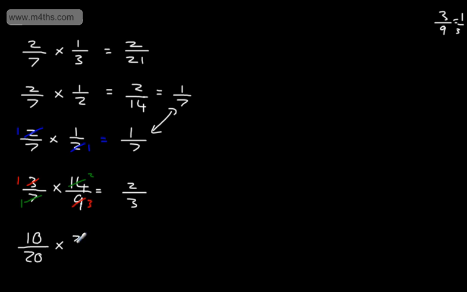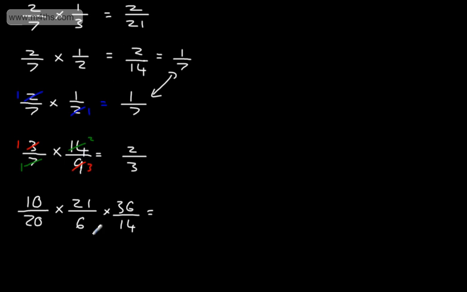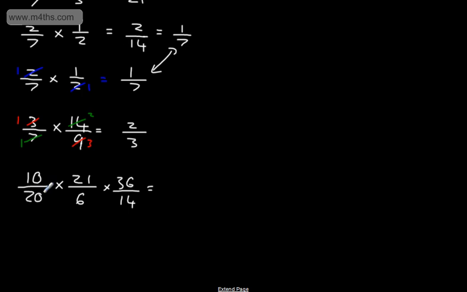Let's go for 21 over 6, and then I'm going to have on here, let's now multiply this by 36 over, and we'll go for 14. So straight off, multiplying now the numerators is going to be a bit of a hassle. I can see though that this would cancel. I've got 10 over 20, which is going to give me 1/2.